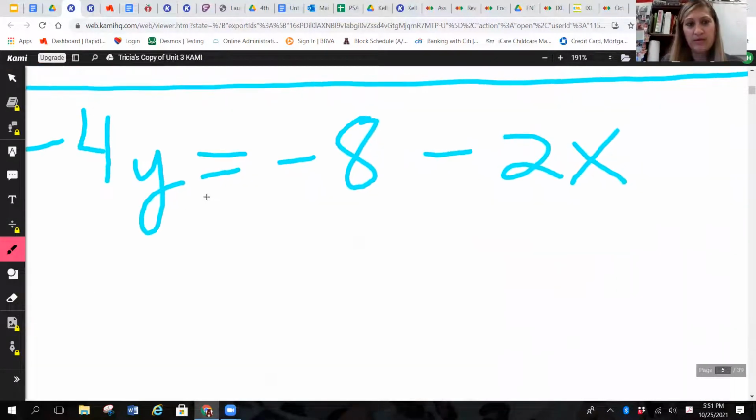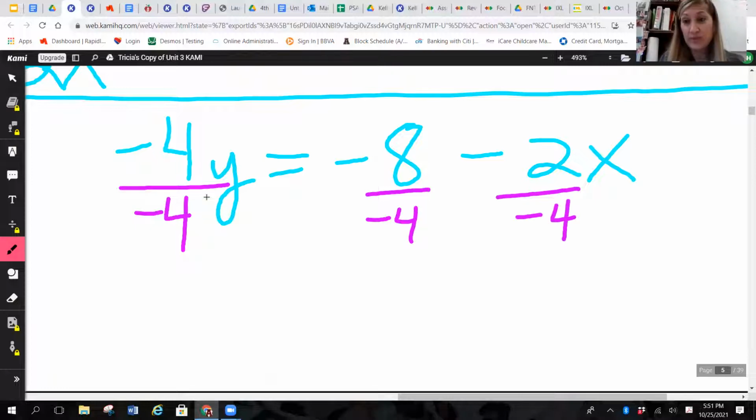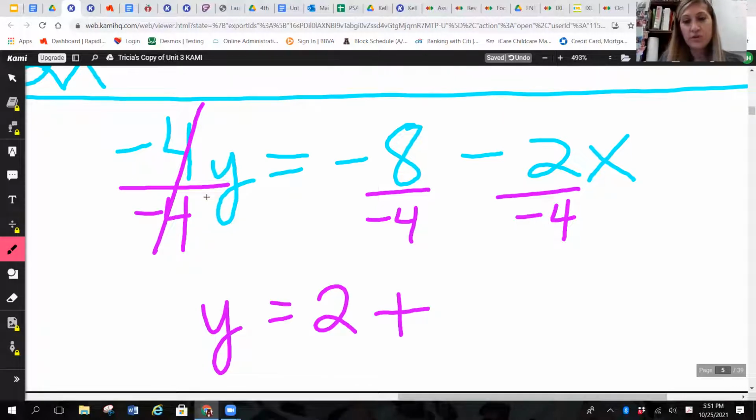So I'm going to zoom back in. The coefficient of y is the number next to y that's being multiplied, and the opposite of multiply is divide. So we'll divide it across both sides of the equation. Negative 4 divided by negative 4 is 1. If it's 1, we don't even write it. Negative 8 divided by negative 4 is a positive 2, because a negative divided by a negative is a positive, and that reduces to 1/2 x.